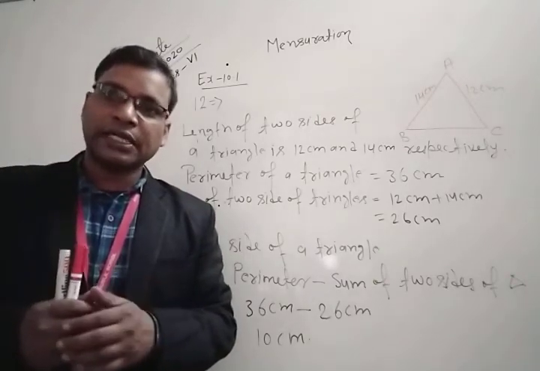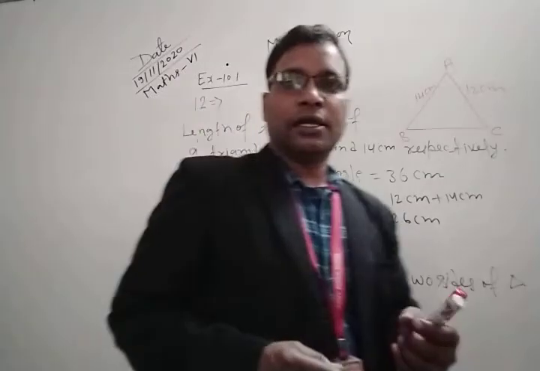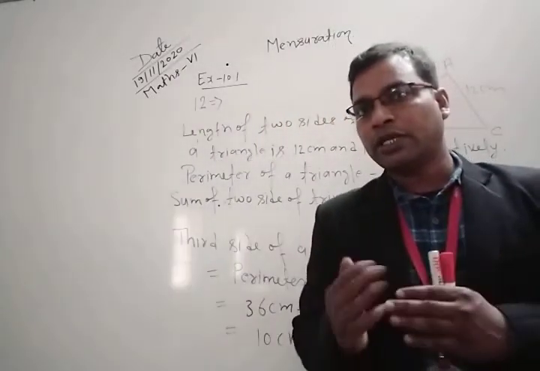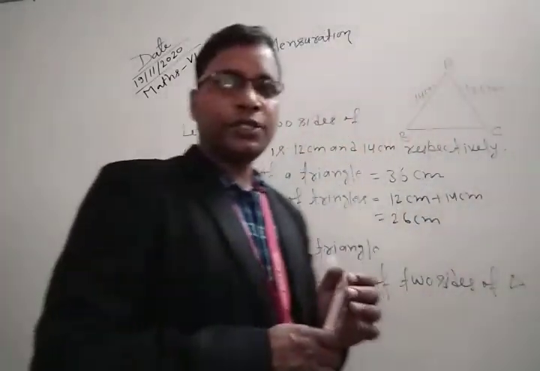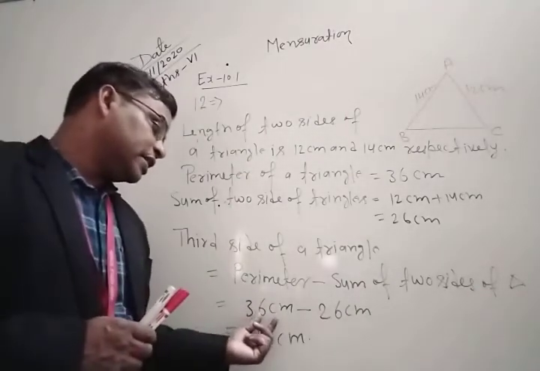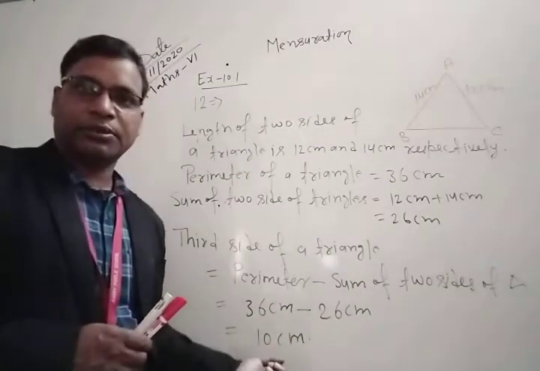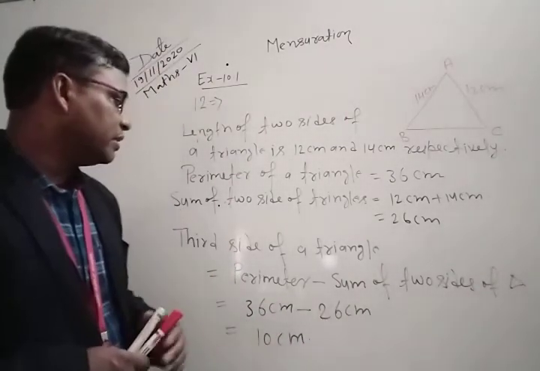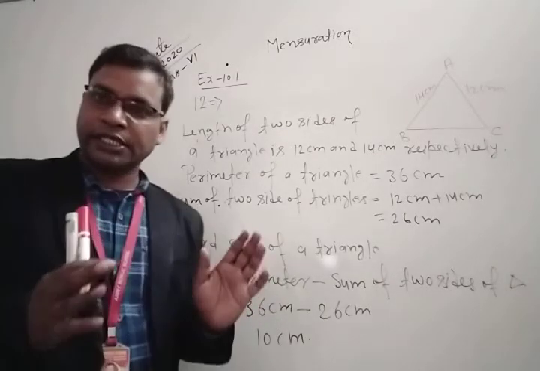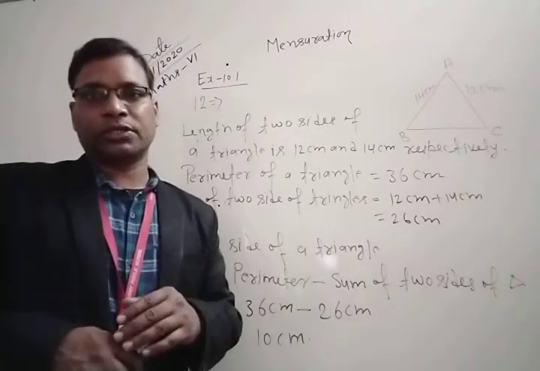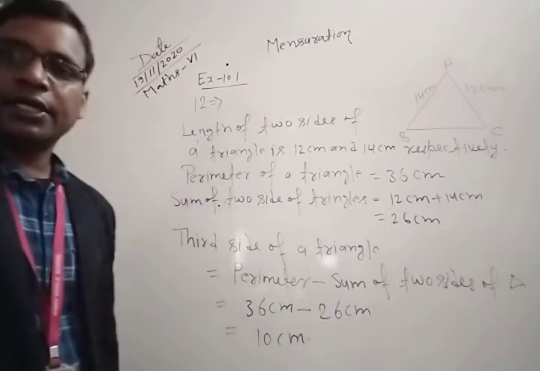So how can we find the third side? Third side is equal to perimeter minus the sum of two sides. So here you can see 36 minus 26 is equal to 10 centimeters. Okay. So in this way we find the third side of a triangle whose two sides are given and perimeter is also given. So now we are going to discuss the next question.